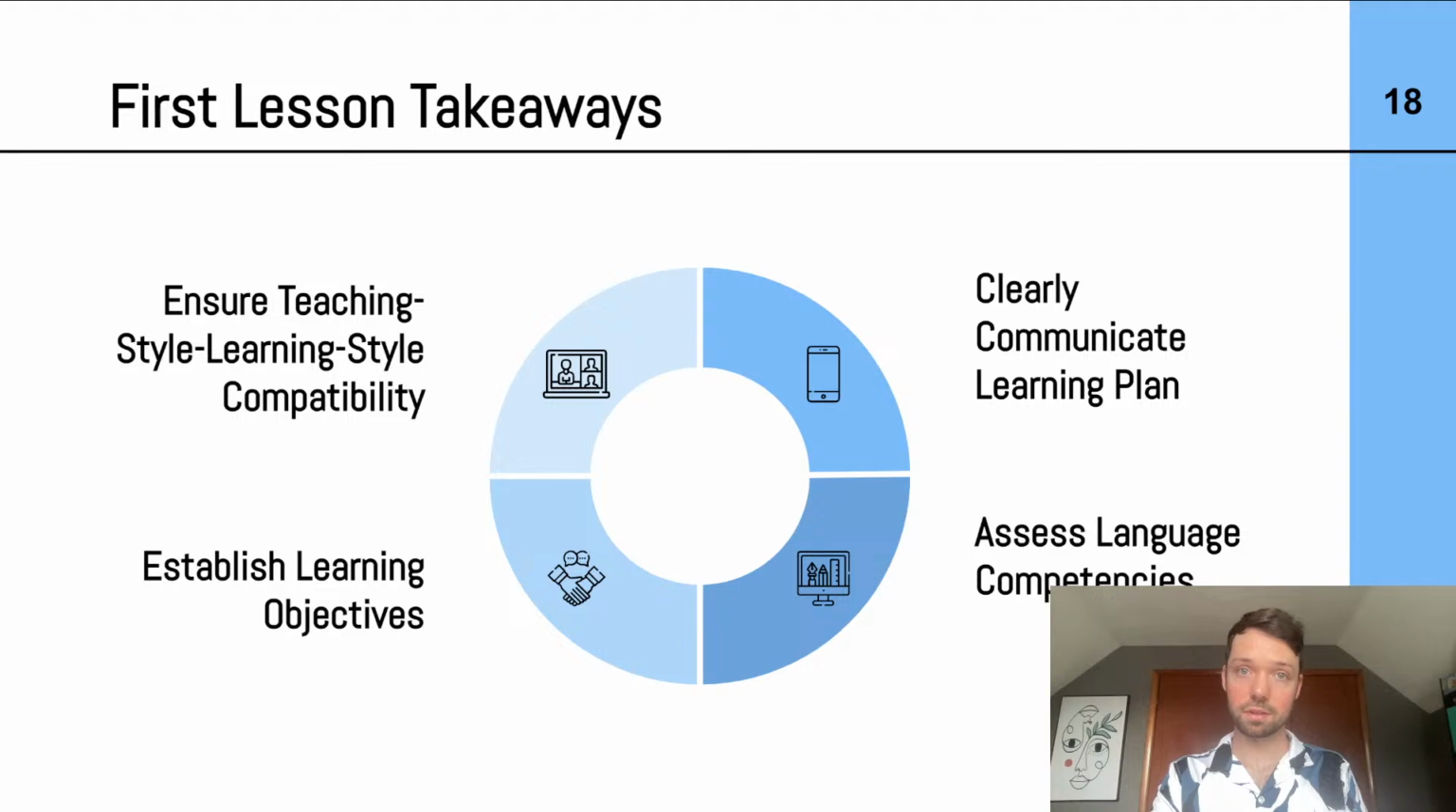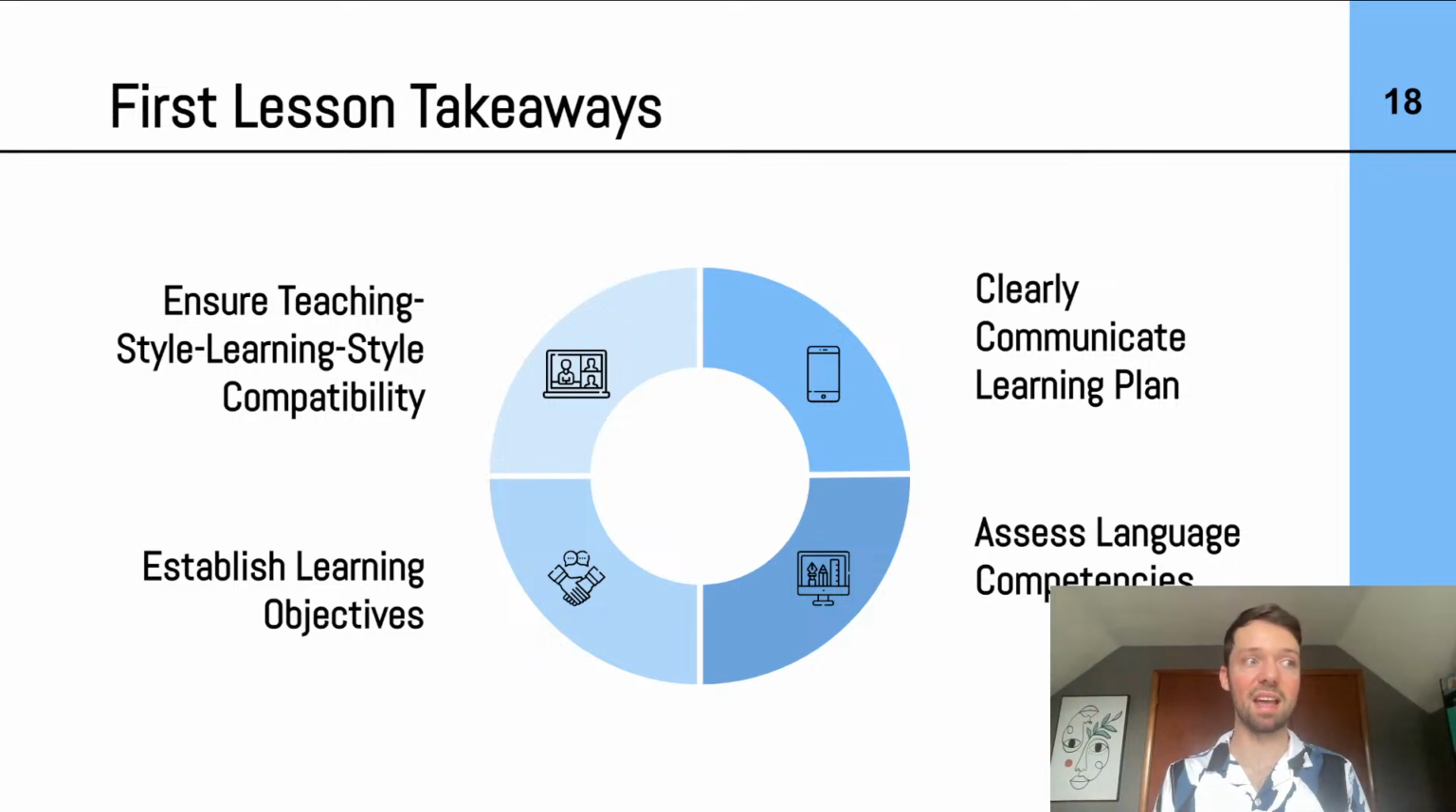So, if it's your first lesson, these are a few of the goals that you may have going into this trial lesson. Ensure teaching style and learning style compatibility. That means your style as a teacher, that could be the way you assess your students, how often you assess your students, which materials you use to assess your students, how you manage the classroom, your in-class policies, your expectations, even your late policy.